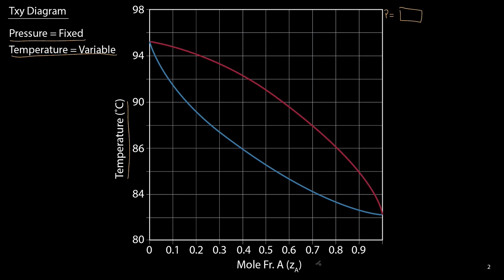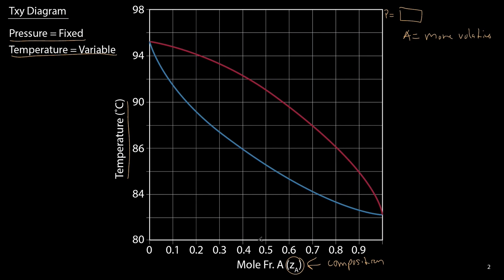Down here on the x-axis, this is the composition. Z, I typically write Txy and Pxy diagrams as a function of Z, which is the total composition of the system, the total molar composition. Component A is more volatile, so it is the component that is more likely to vaporize. And the reason why we do that is just to standardize the way that the drawings are made.